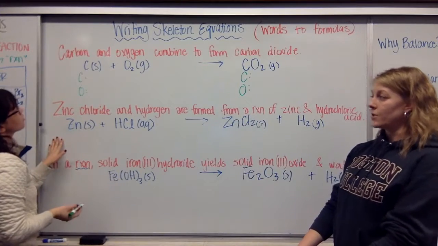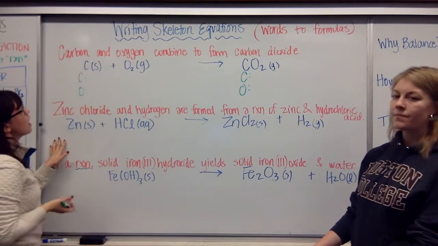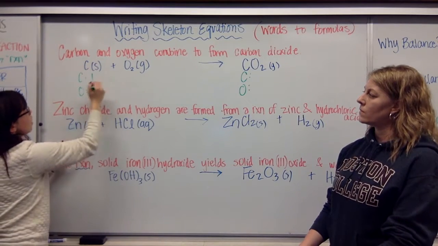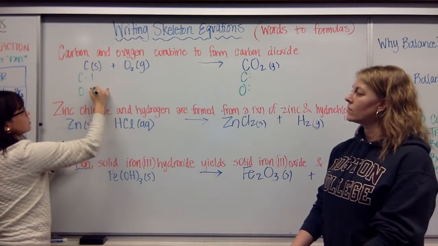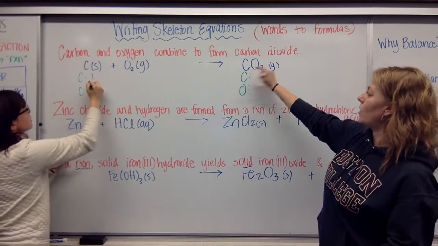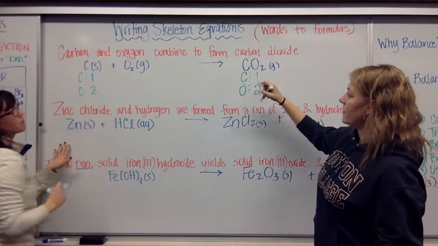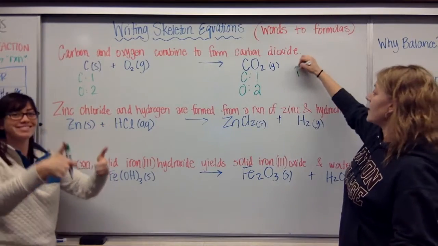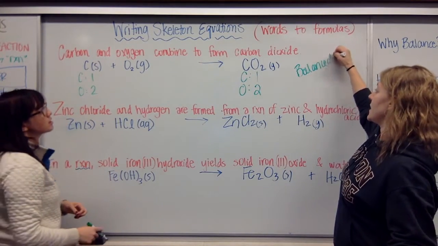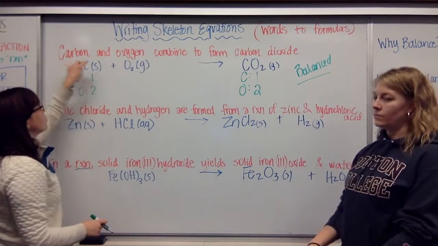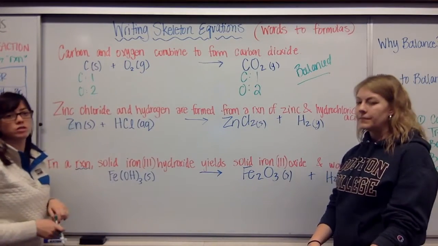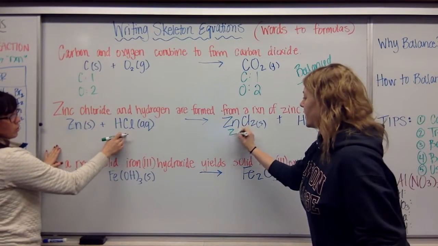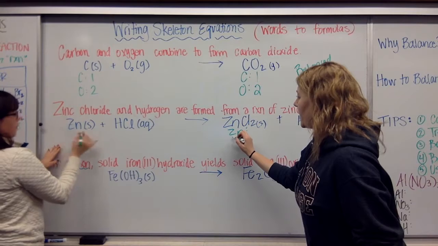So Ms. Thomas will do the reactants. Right now, I start out with 1 carbon on this side, and I have 2 oxygens because 2 are in each of my oxygens. And I have 1 carbon here and 2 oxygens. 1 carbon on each side, 2 oxygens on each side. This is already balanced, so we don't need to touch it. Basically, we have 1 mole of each of those.